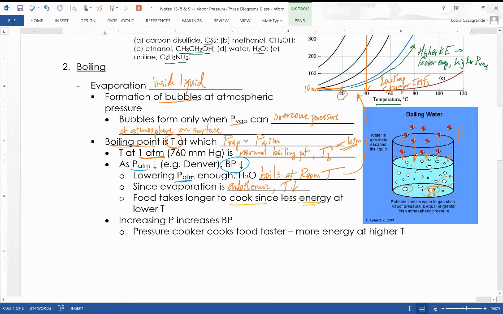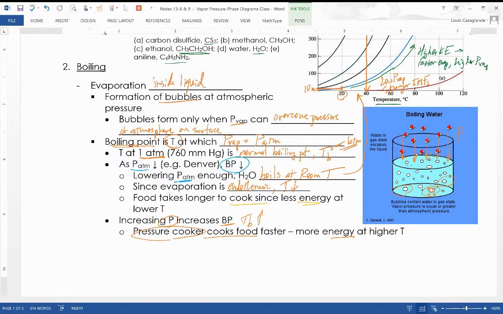The opposite of doing that is by increasing the pressure. If you increase pressure, you're going to increase the boiling point. So if the boiling point, T sub B, goes up, now food is going to cook faster because you have a higher temperature and you have more energy. And we do that in a device called a pressure cooker.